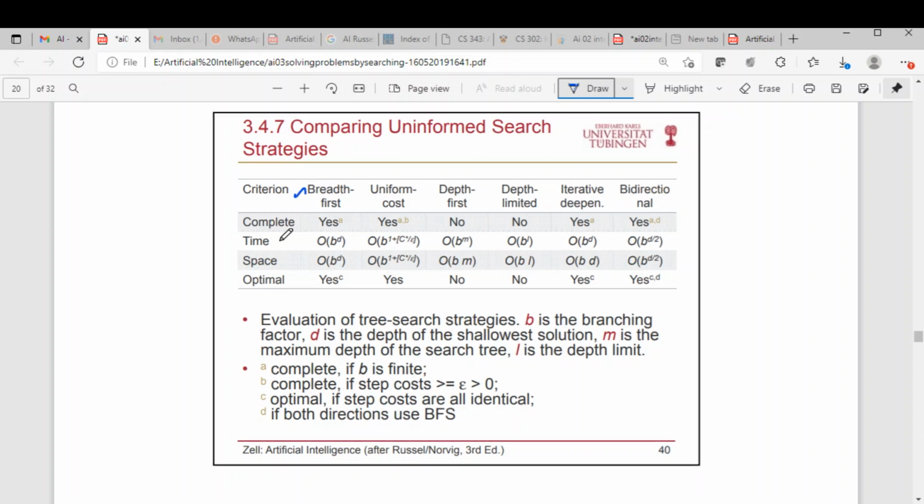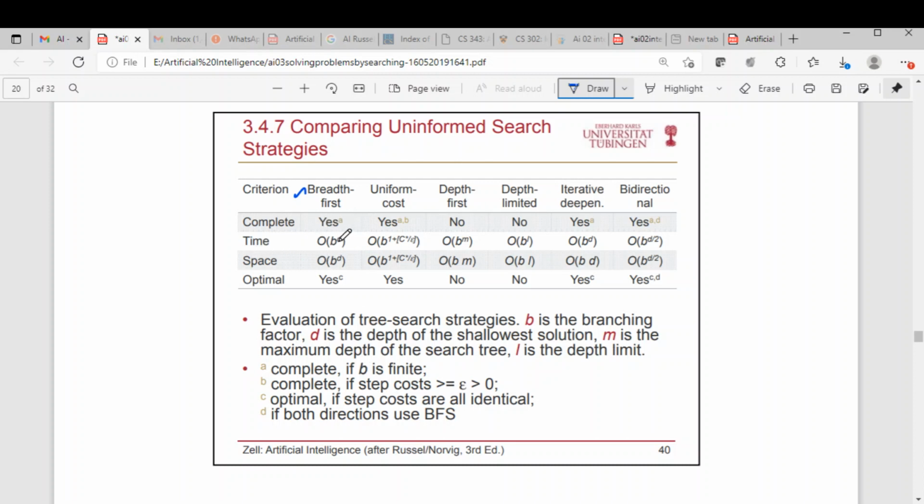If you take breadth first search, is it complete? Yes, it is complete, but under a condition. There is a condition A. What is that condition? It is complete if b is finite. That is, the branching factor should be finite. You cannot have an infinite branching factor. The branching factor is the maximum number of children a node can have. That should be finite. In that case, it is complete.